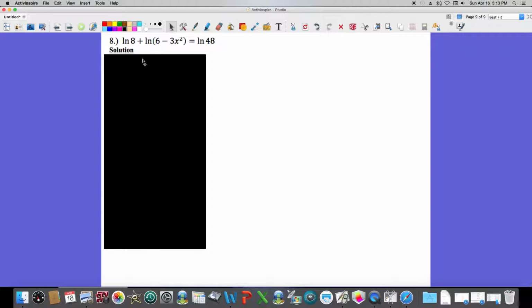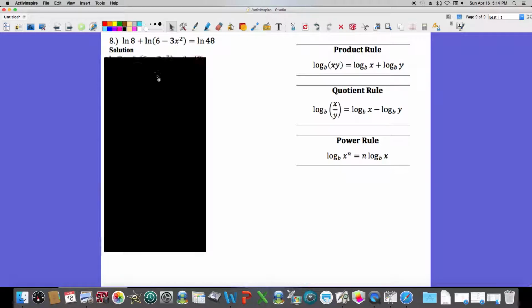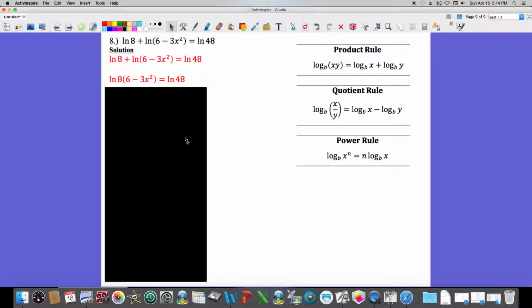On the left-hand side, we have two terms, and by the product rule, we can write the sum of two logs as a single logarithm. All we have to do is write it as a single logarithm of 8 times this binomial. Now, because we have a log equal to a log, and because these logs are one-to-one functions, we can set these arguments equal to each other.